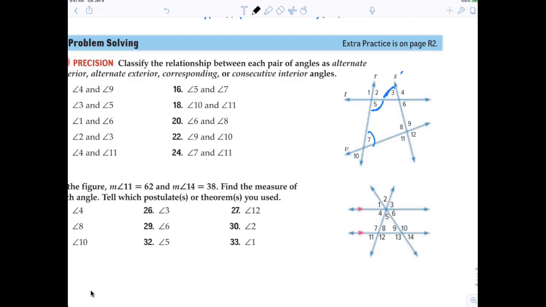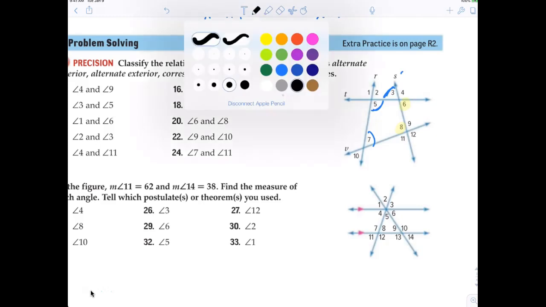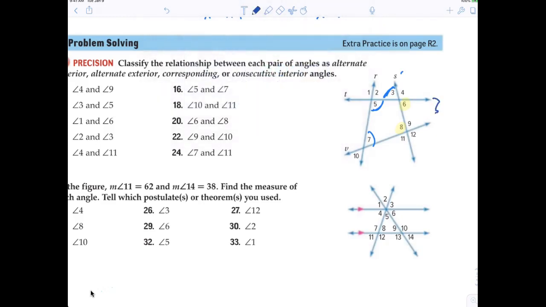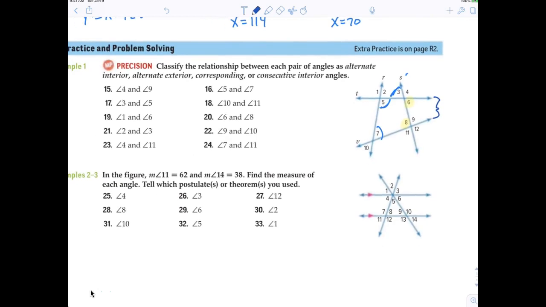So I'm going to highlight 6 and 8. Here's 6. Here's 8. Here are the two lines that we're referring to. These two lines. It's on the inside of those two lines. All right. So now I'm looking at 2 and 3. Consecutive interior. Consecutive interior. Right? Good.